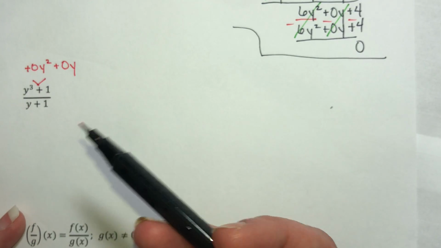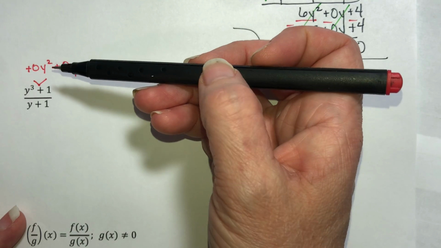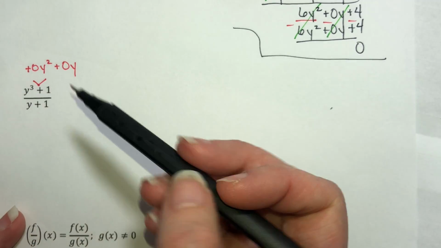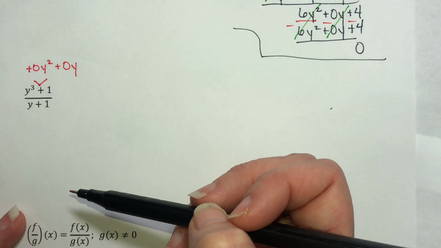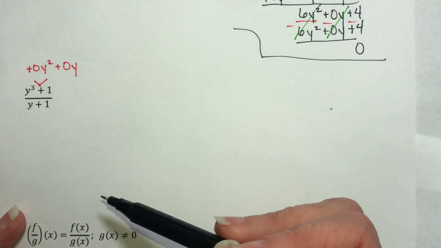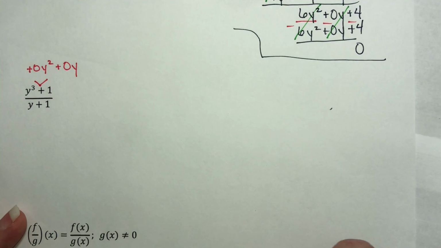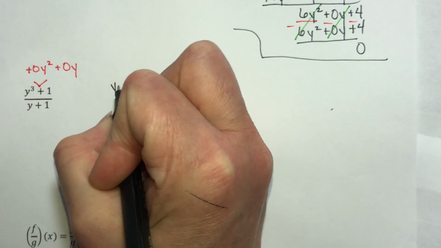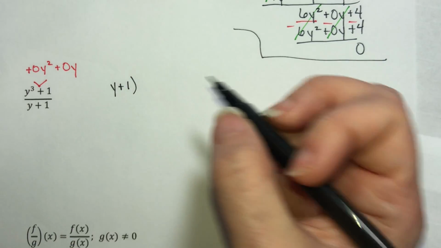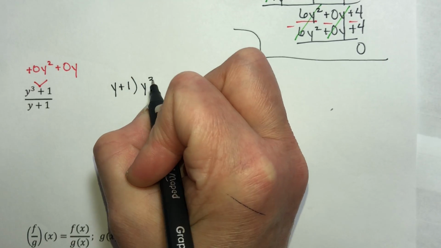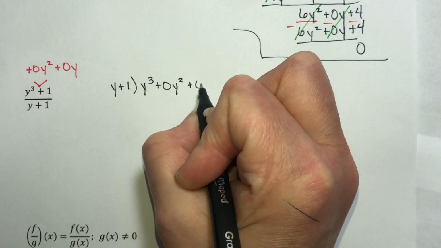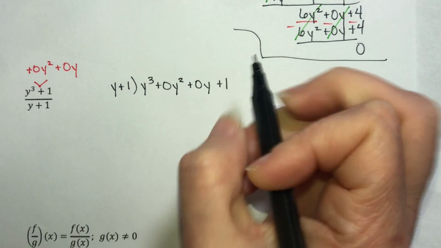It is possible, as you've seen, to have things missing in the bottom, have things missing in the top. You can have multiple things missing, and you can have things missing in both the top and the bottom. It doesn't matter where those missing terms happen. You've just got to remember to put them back in. Okay, so when I set this up, I get y plus 1 divided into y cubed plus 0y squared plus 0y plus 1.